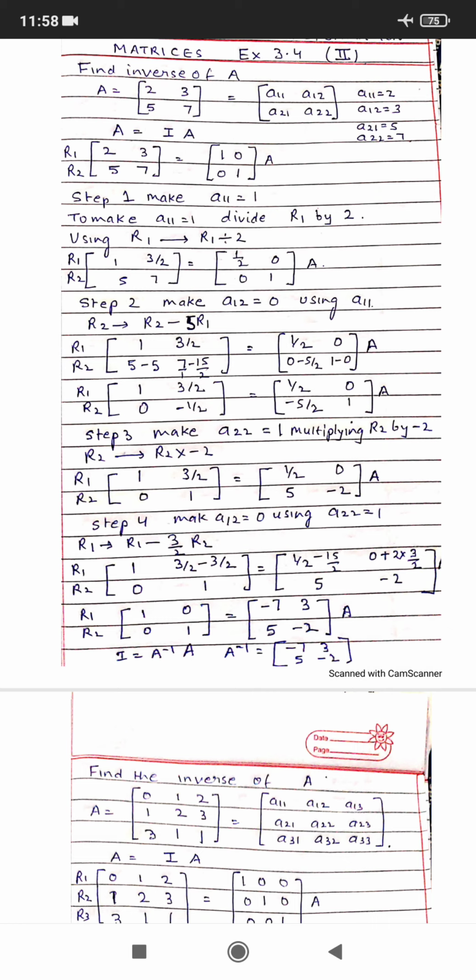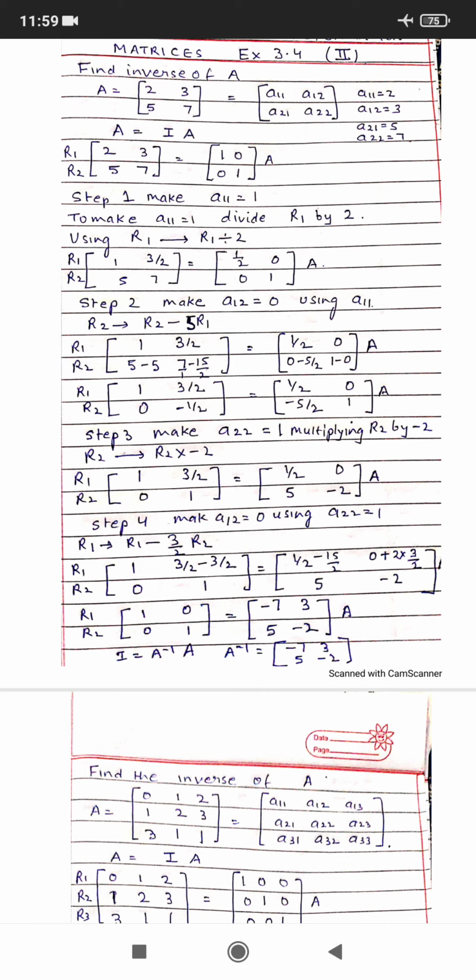Now second step, make A21 equal to 0 using A11. Now A11 has become 1, so now we can make A21 equal to 0. How do we have to do it? Please see. We multiply the first row with 5 and we subtract it from the second row. What do we get? R2 becomes R2 minus 5R1.